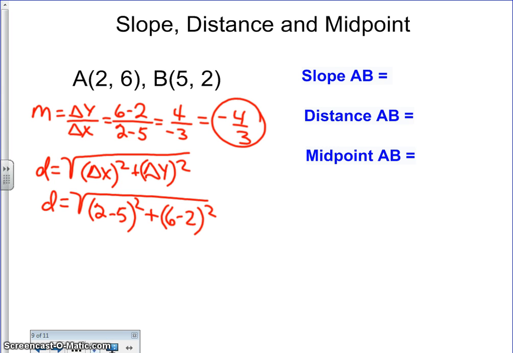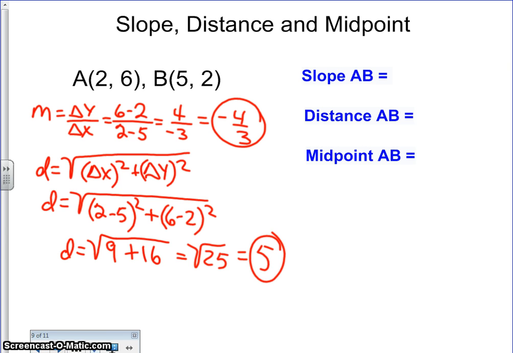Do a little arithmetic here. Let's see, 2 minus 5 is negative 3. Negative 3 squared is 9. 6 minus 2 is 4. 4 squared is 16. So distance is equal to that. And 9 plus 16 is 25. So it's the square root of 25, which works out to be 5. So 5 is the distance between these points.